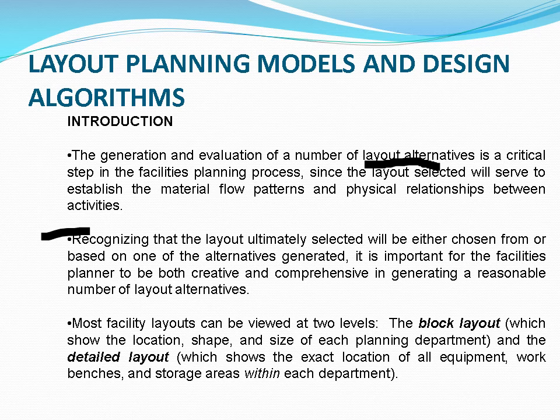And the next is the facility layout. There are two types. First, the block layout, and second, the detailed layout. The block layout shows the locations, shape, and size of each of the departments, or functional department, or process department. And the second is the detailed layout. This is the very comprehensive layout, which shows the exact location of all equipment, workbenches, and storage areas within each department.